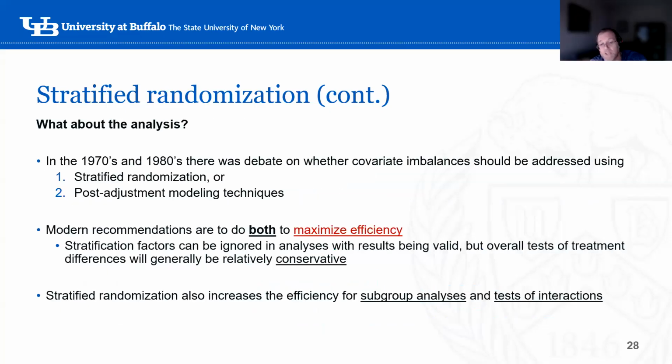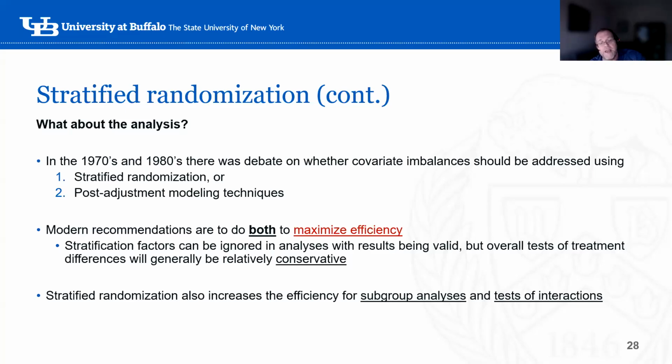In terms of analyses, a question that gets brought up here is, do I incorporate those into the analysis? And this was a big area of debate in the 70s and the 80s. Stat nerds like myself would argue about this sort of stuff. Do I just use these stratification factors in the randomization? Do I only do it in the analysis? Really, modern recommendations are to use both. If I'm using stratified randomization, that must mean, like in my example here, age and sex, those must be factors that explain a lot of the variability in the data. It makes sense that I incorporate those into my analysis plan and do some kind of stratified analysis.